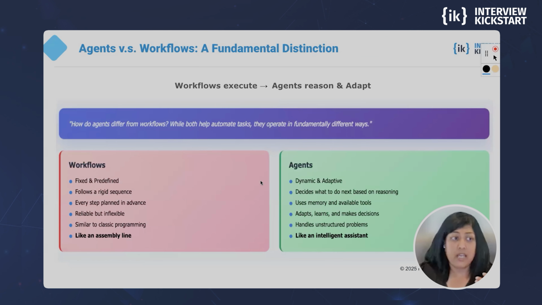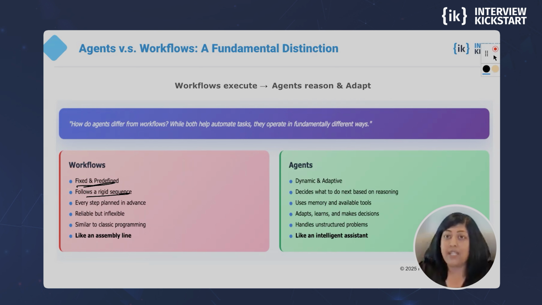Okay, so I've been talking a lot about agents and workflows, and I've been using these synonymously. But what truly is the difference? Now, you have workflows, which are a set of fixed, predefined steps that you follow through.